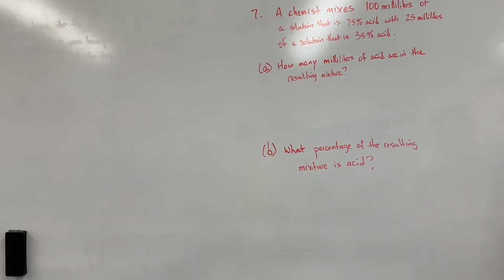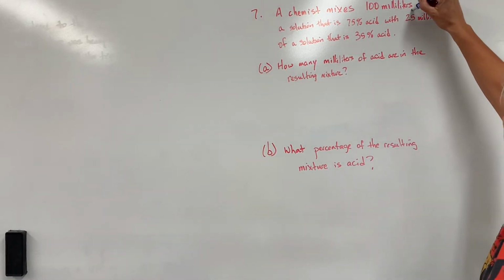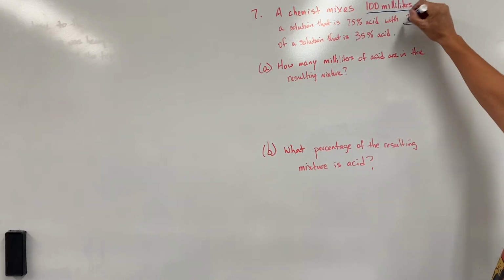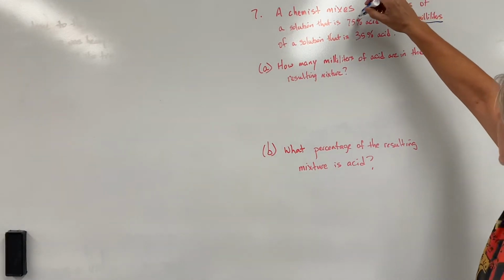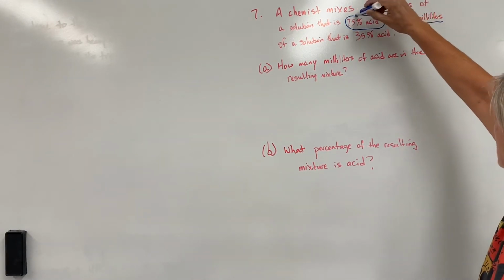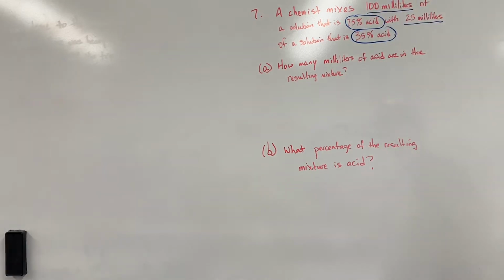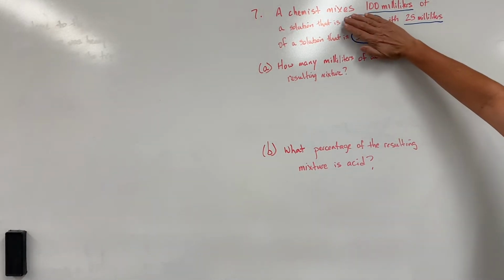So notice we have two different things going on. We have quantities, which are milliliters, and then we have percents acid, right? Those are our two things, our two variables. We have an amount of liquid, and then we have a percent acid on the liquid. So what I do is I start with something that's very easy. I think the hard part is the acid.